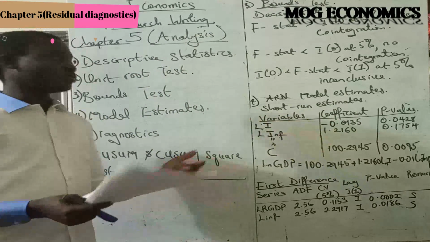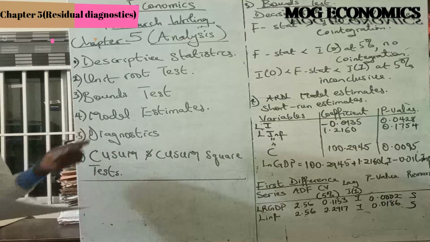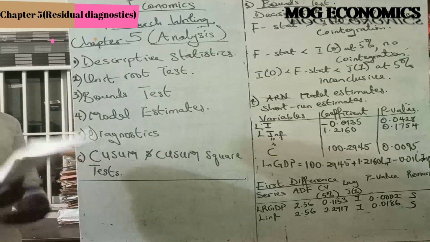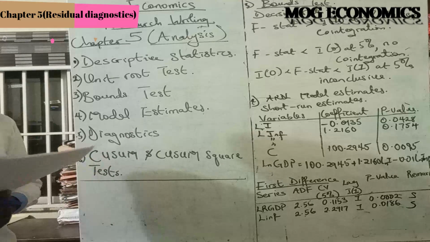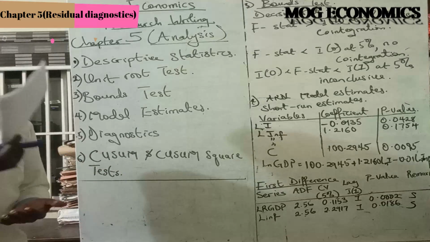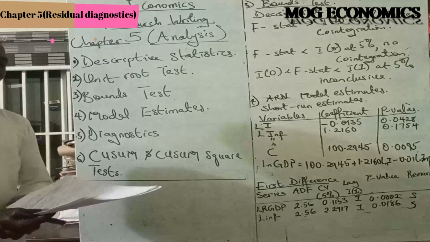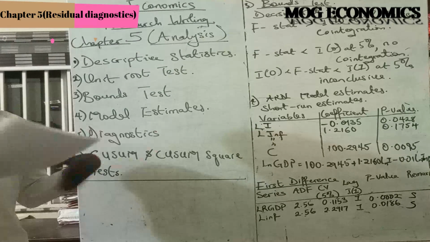From there we move on to number 4, your ARDL model estimate. If we've been able to ascertain that there is a long-run relationship, by the time you're estimating your ARDL model, you'll have short-run estimates and long-run estimates. Ordinarily you should just have short-run estimates.